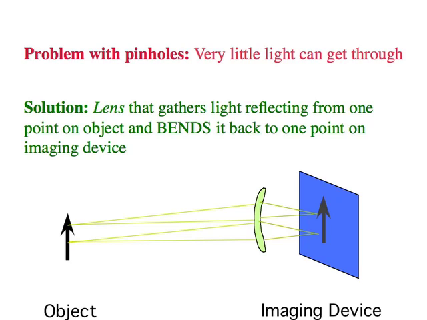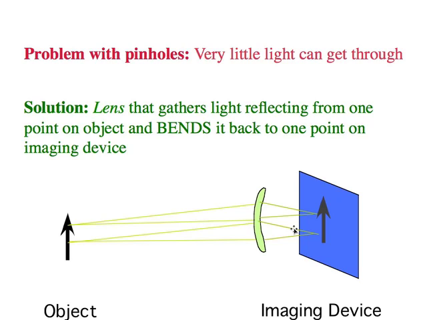The problem with pinholes is that they don't allow much light in. It's very limited in terms of the amount of light that's coming through. And so the solution is to try to gather light from the same location on an object and converge that light and bend it back, such that you're getting more light coming from that object falling onto the same point on the imaging device. This is really quite similar to what a telescope or a microscope or a magnifying glass is doing.